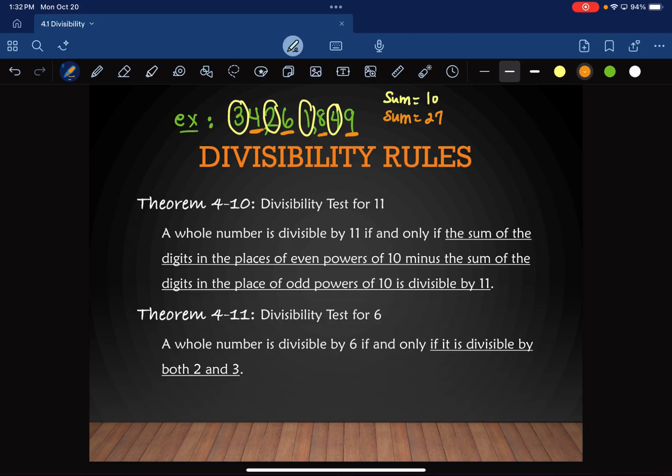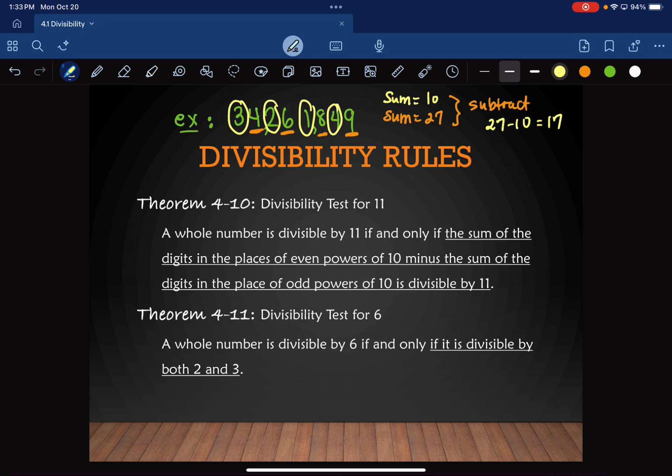Okay, so this whole idea of even and odd powers of 10 is telling you you're doing it every other one. Some of those places are powers of 10 that are 10 to the first, 10 to the third, 10 to the fifth, 10 to the seventh. And some of them are places that are even powers of 10, 10 to the second, 10 to the fourth, 10 to the sixth, and so on, okay? So you add these together, the two different pieces, and then you subtract them. And really, it's just big minus small, right? There's nothing special about the subtraction. 27 minus 10. What's 27 minus 10? 17. If this number 17 divides by 11, then the original number did. If it doesn't, then it doesn't.